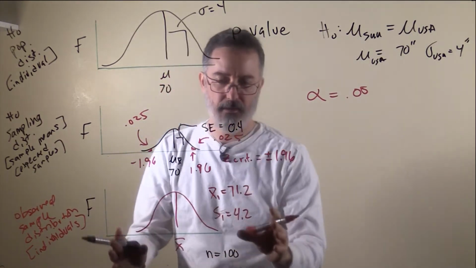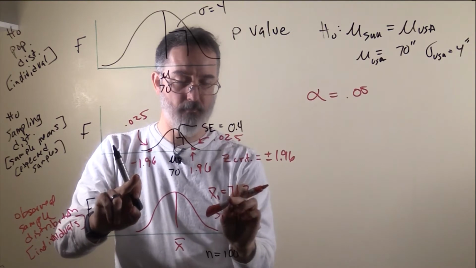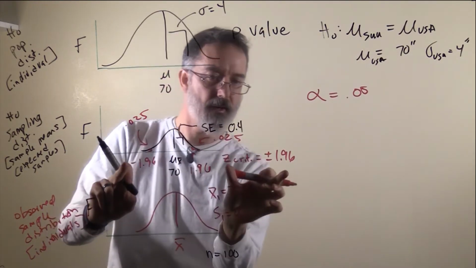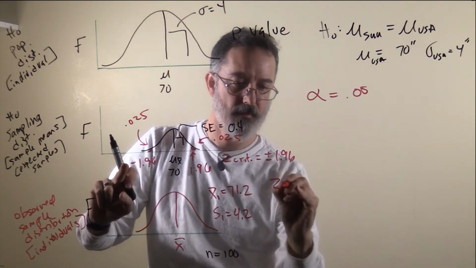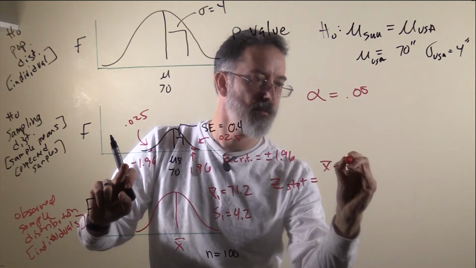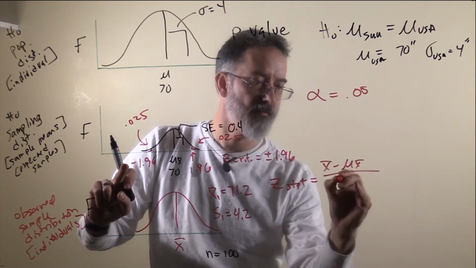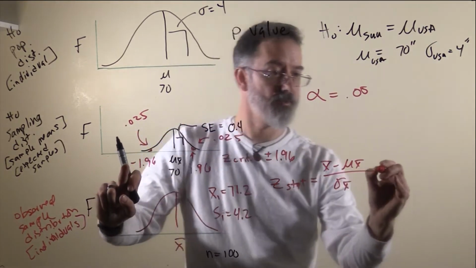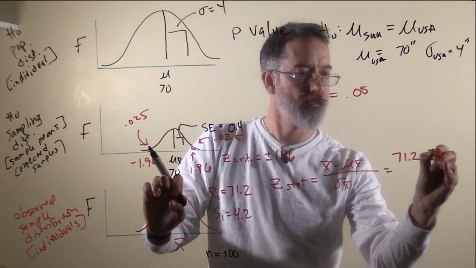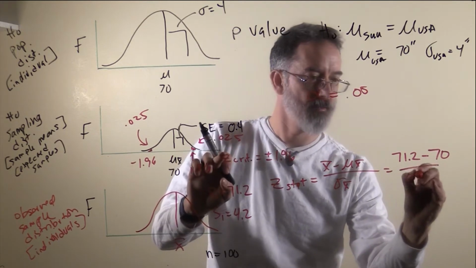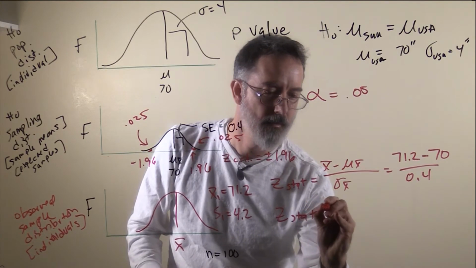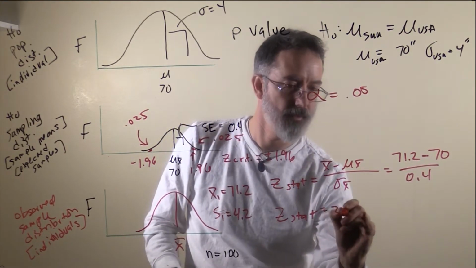And then when we calculated the z-statistic of our sample mean, that is the z-score of our sample mean on this distribution, we compare that with our z-critical. So we can do z-statistic equals our sample mean minus the mean of the sampling distribution divided by the standard deviation of the sampling distribution, which was 71.2 minus 70 divided by 0.4. And our z-statistic is 3.0.